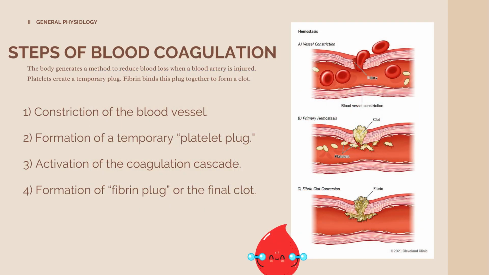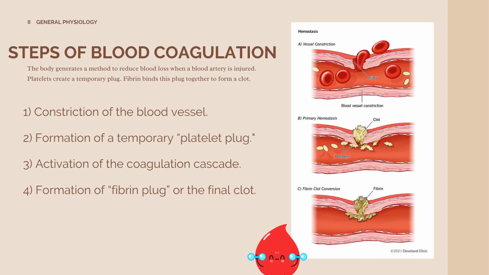So what are the steps of blood coagulation? The body generates a method to reduce blood loss when a blood artery is injured. Platelets create a temporary plug. Fibrin binds this plug together to form a clot.